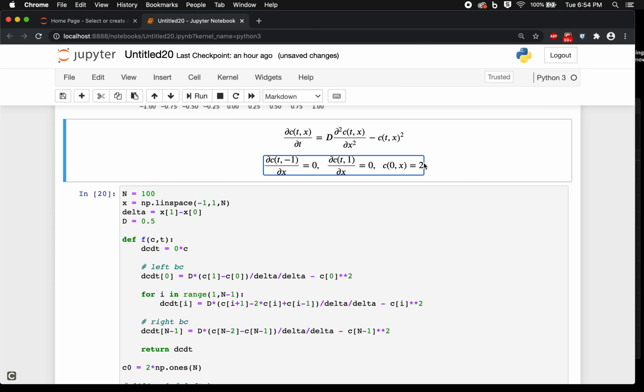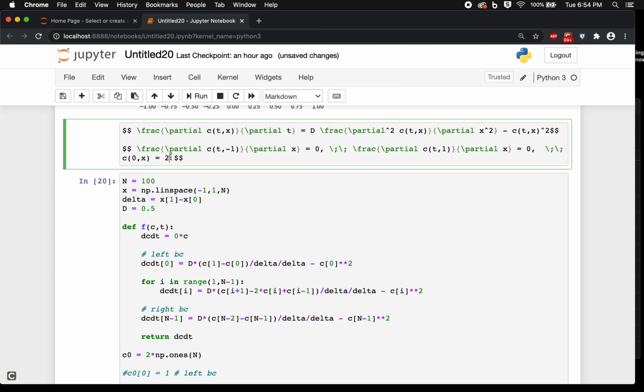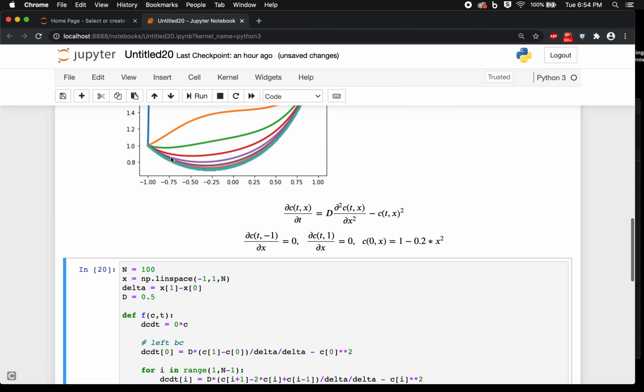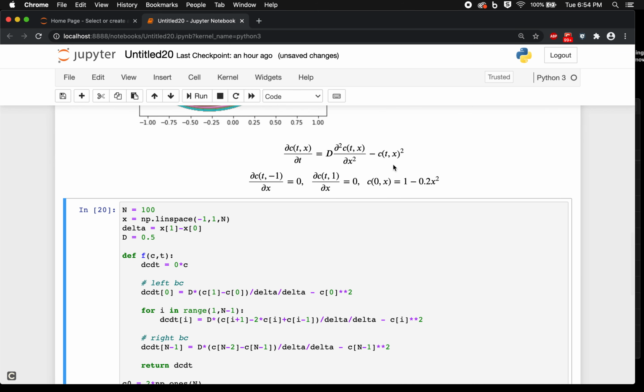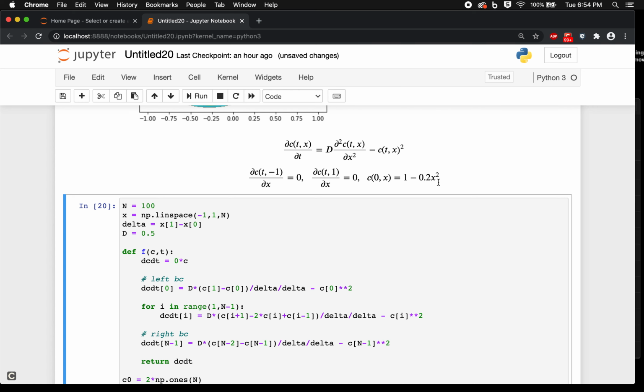So let's make it a little bit more interesting. Let's do 1 minus 0.1 x squared. So this is going to be our initial condition. Let's clean that up. Let's make a little bit better initial condition. So we have a little bit of a loop. So our initial condition is going to be 1 minus 0.2 x squared.